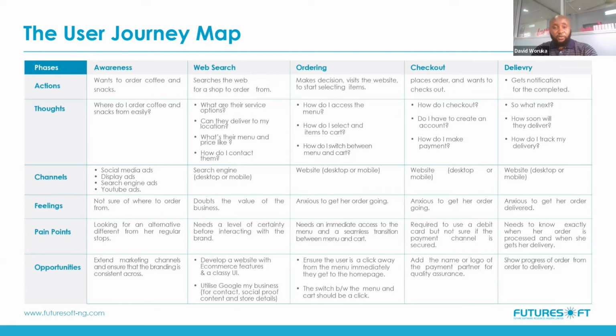So her feelings at this point when she's trying to order, she's anxious, she wants to get her orders going. Her pain point is she needs immediate access to the menu and a seamless transition between menu and cart. So like I've mentioned, these are some of the challenges she might have, and you have to take that into account. So for the opportunities, you ensure the user is just a click away from the menu immediately they get to the homepage.